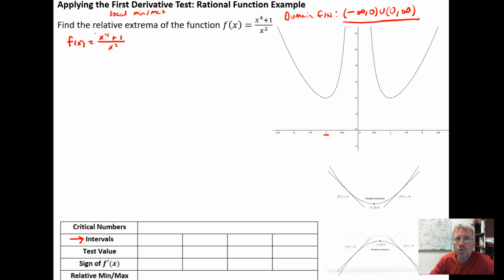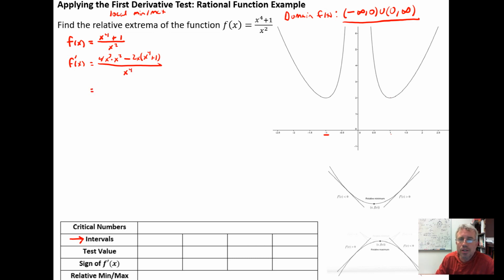So if I'm using the quotient rule on this, if I didn't recognize that I could break it into two fractions, we would need to take the derivative of the numerator, which is 4x cubed, and we would multiply that by the denominator, which is x squared, and then we would go minus the derivative of the denominator, which is 2x, and we would multiply that by the numerator, which is x to the fourth plus 1. And then we would need to divide that result by the square of the denominator. So x squared squared would be x to the fourth.